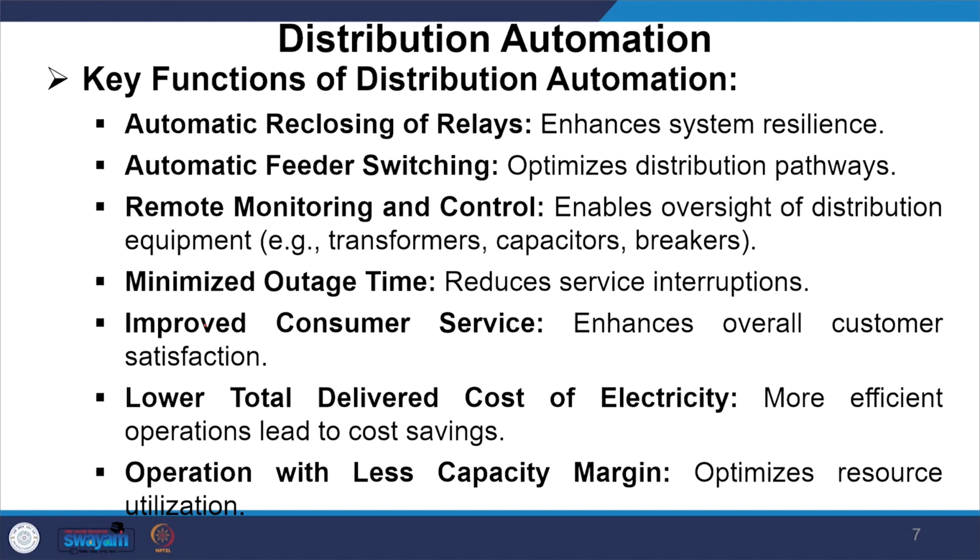The major functions of distribution automation are to enhance system resilience, optimize distribution pathways, enable oversight of distribution equipment such as transformers, capacitors, and breakers, reduce service interruptions, and enhance overall customer satisfaction. More efficient operation leads to cost savings and optimizes resource utilization. Now, what are the technical and regulatory aspects?